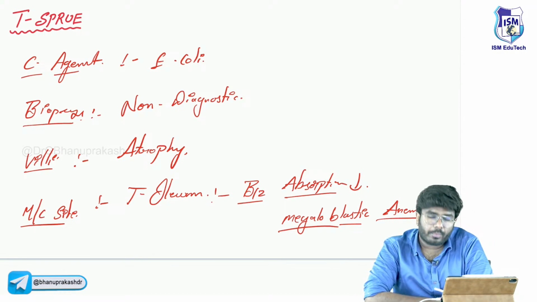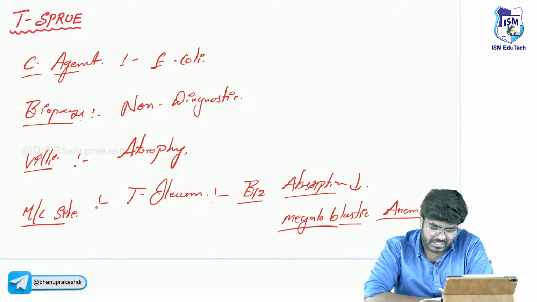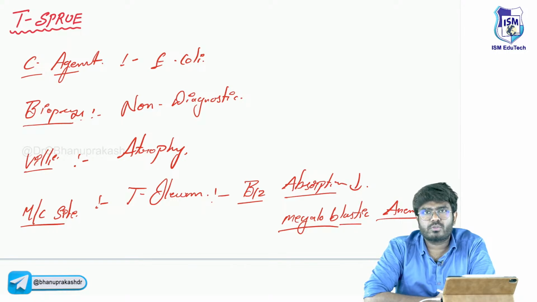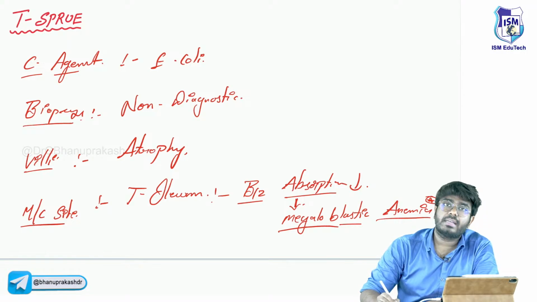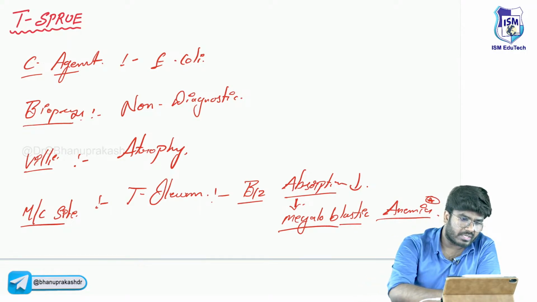So in tropical sprue, the causative agent is Escherichia coli. Biopsy is non-diagnostic, not specific, but on biopsy you can appreciate the atrophy of the villi. The most common site is the terminal ileum, so B12 absorption decreases, which can lead to megaloblastic anemia.